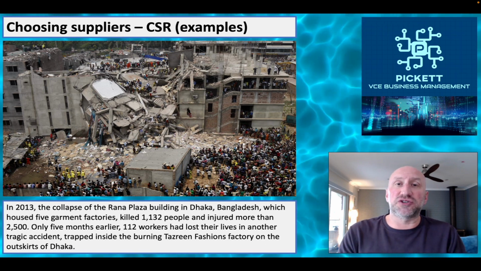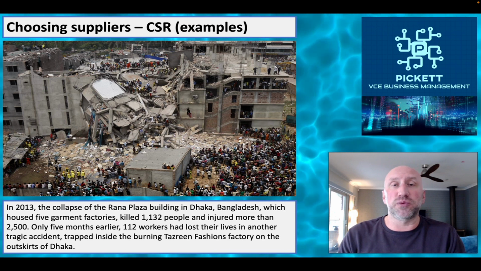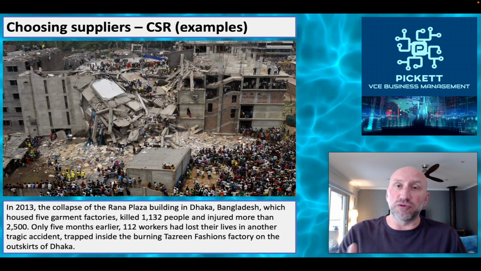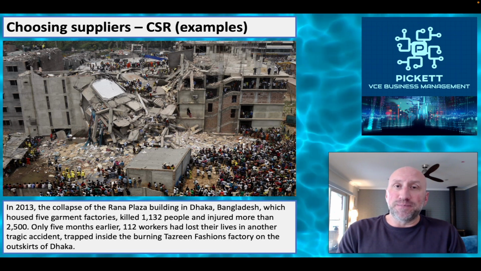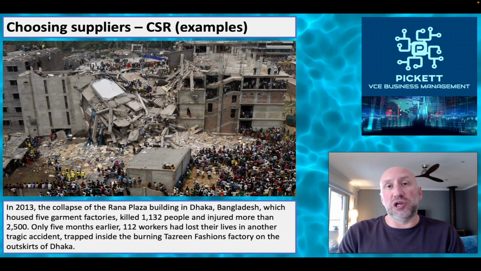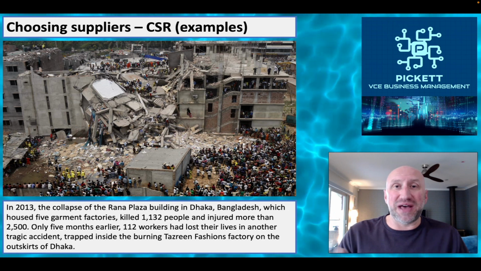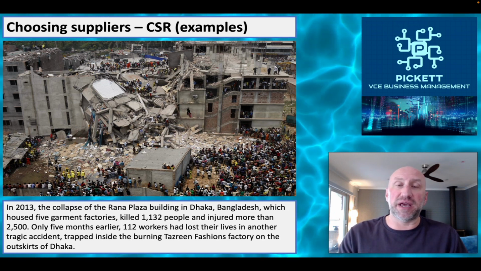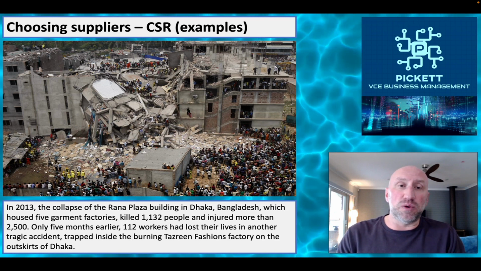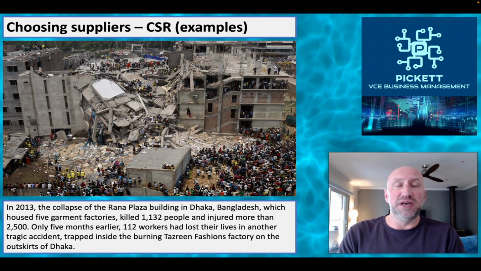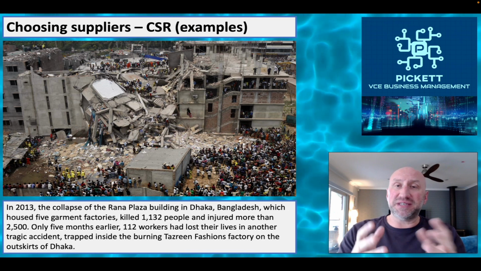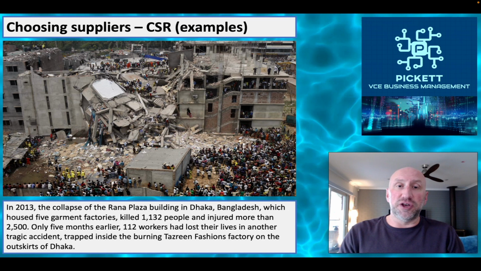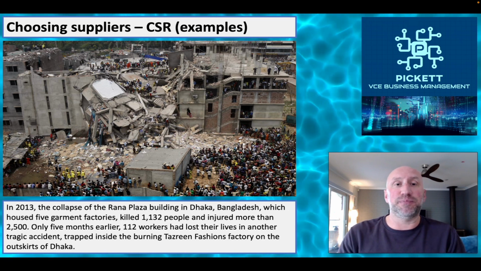And in fact, when they investigated this factory afterwards, they found out that the owners knew that there were structural faults with the factory, but it was going to cost a lot to repair that. So rather than doing that, they just took a punt on everything being okay. And as it turned out, it wasn't, and all of these people lost their lives. So at that time, this did come back. This was a really bad look for a lot of those Western brands that were using this factory as a supplier.